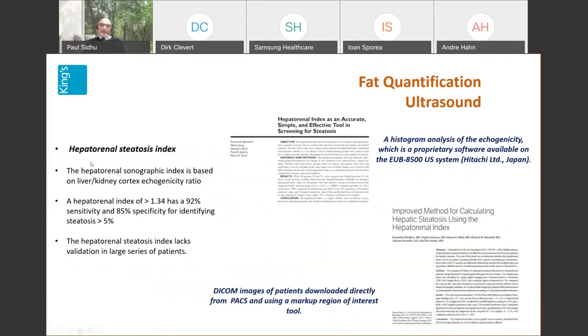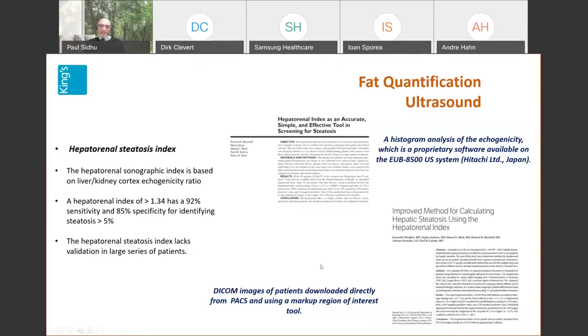There is another aspect to this, the hepatorenal steatosis index. And this is where you're comparing the liver and the kidney, and you're making a measurement of this. And the first paper, or one of the early papers in this, of Marshall's group, looked using a Hitachi EUB 8500 system and looked at a histogram analysis of the echogenicity. And they had a cutoff of 1.34, which gave a 92% sensitivity and 85% specificity for identifying steatosis of greater than 5% in patients. A second group later on looked at the DICOM images directly from PACS and used the markup region of interest as a tool.